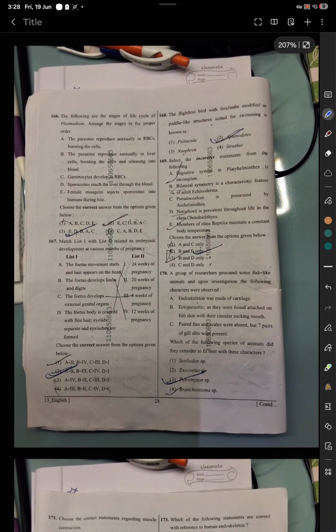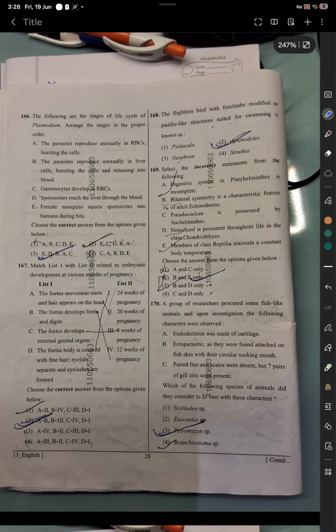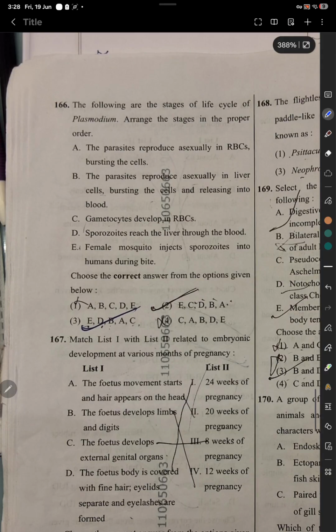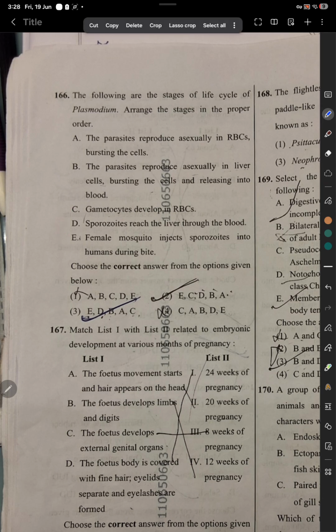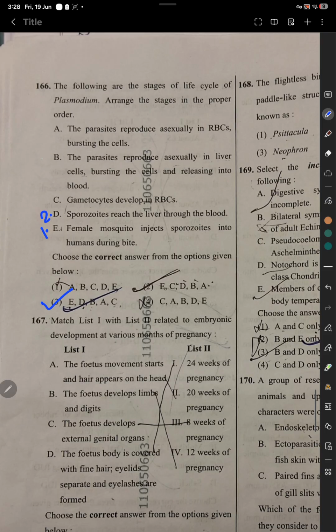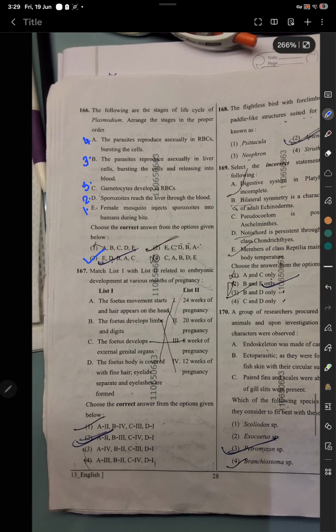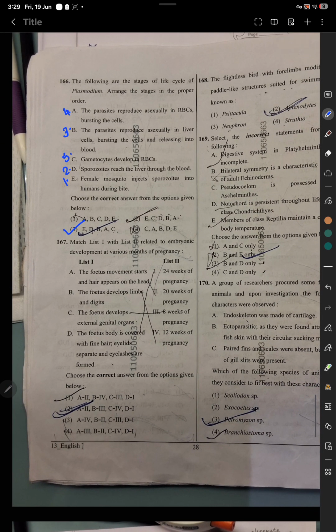Question 166. The following are the stages of life cycle of Plasmodium. Arrange the stages in the proper order. So again we need to arrange this. So option 3 is correct. First E, then D, then B, A and C. This is the correct order. So option 3 is correct.